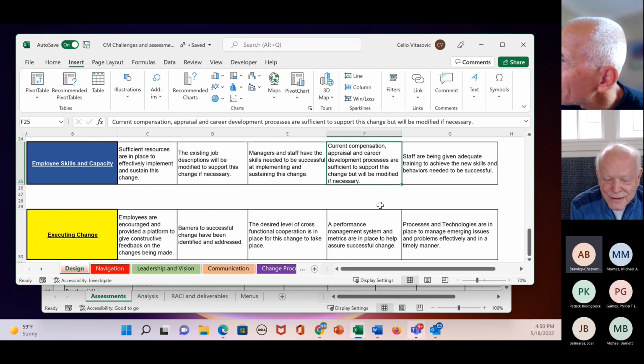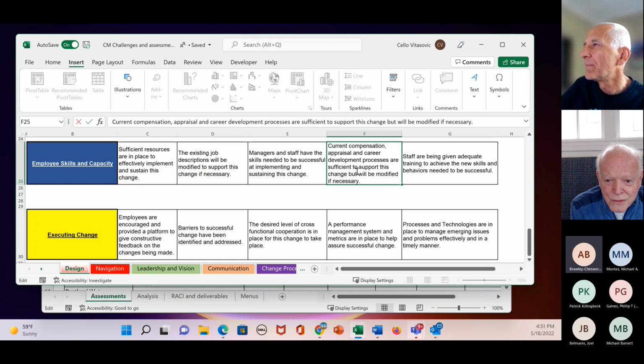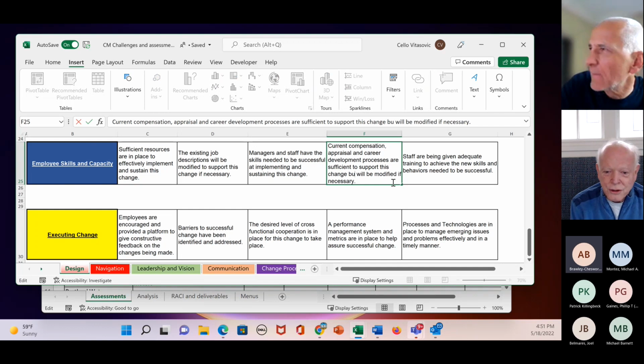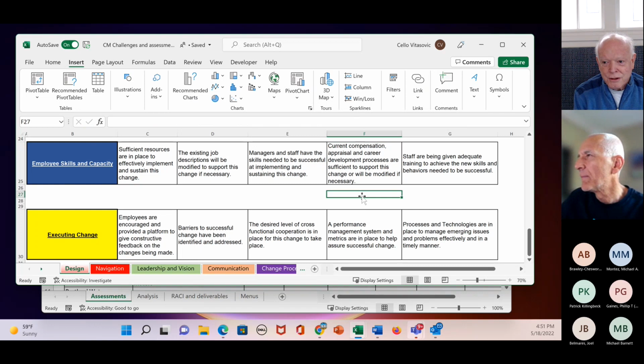Yeah, that's fine. I think I'm just a little confused by this. It's saying all of our compensation, appraisal, and development are good, but we'll modify it, which sounds weird to me. So I think "but" should be "or". It's either already good or it will be modified if necessary. Yeah, or will be modified if necessary. Good. That's a good one.